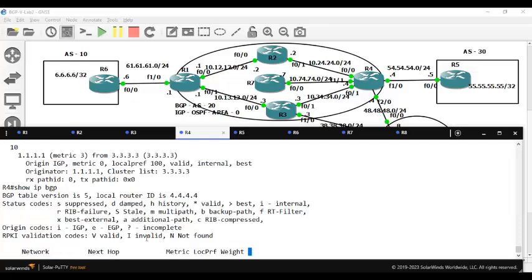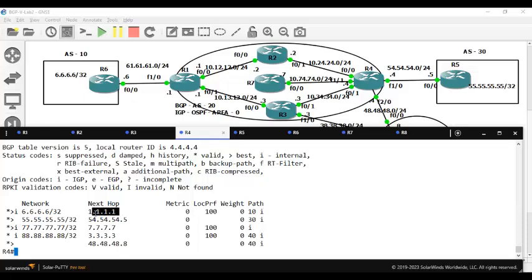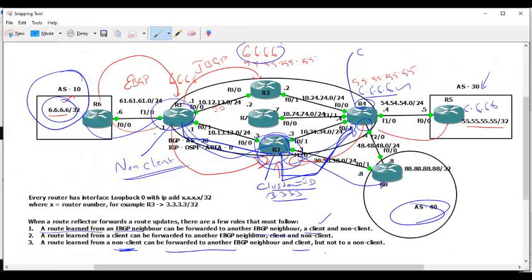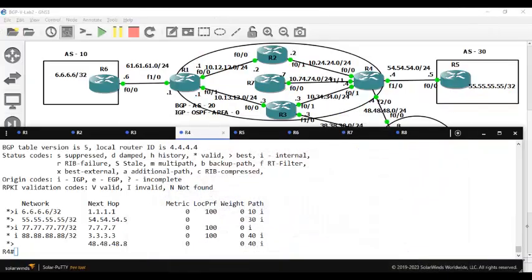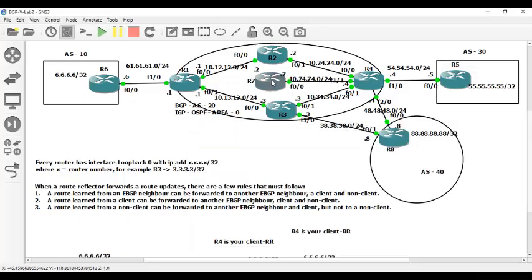Now, very important point is it will not be sent to non-client. Do I have a non-client? I don't have a non-client right now. This cannot be considered as non-client, because if this is the client, this is non-client.